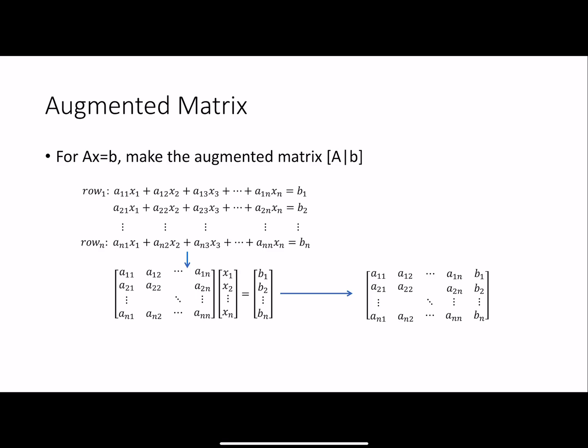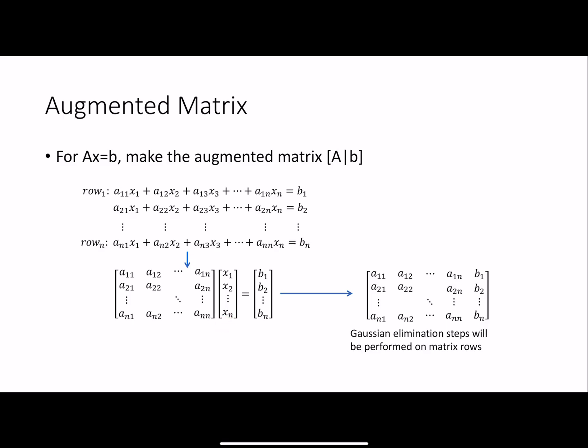This is done so that we can do some easier bookkeeping, right? We don't have to really keep the definitions of x1, x2, all the way to xn, because these are sort of implied by the problem definition. We don't have to keep writing them, right? We know there will be n unknowns in an n by n system.